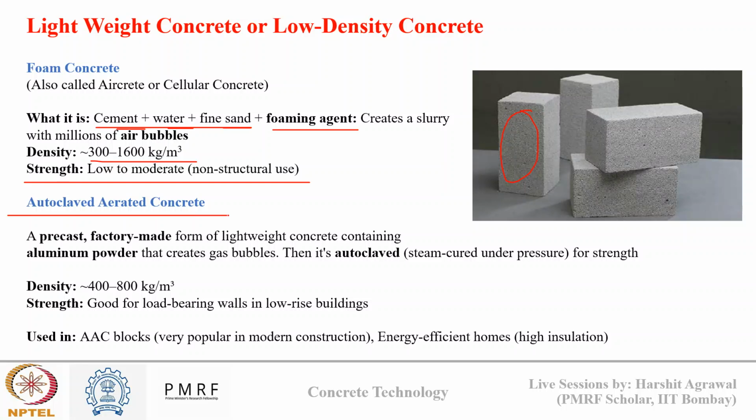Then there is autoclaved aerated concrete, which is again a precast, factory made lightweight concrete. In this, what we do is we use aluminum powder. When we make a concrete with aluminum powder and we cure it under steam, what happens is these aluminum powders create gas bubbles inside the concrete, and it reduces the density of concrete. So they are good for non-load bearing applications in low rise buildings, as their strength is generally low. Like AAC blocks, you will see they are very popular in modern construction. They have good insulation ability also, and they are used to make lightweight structures.